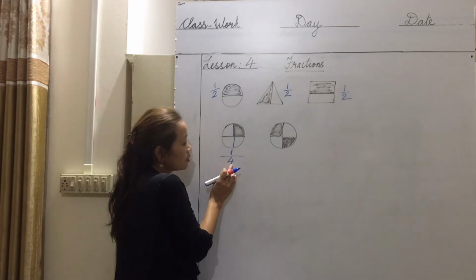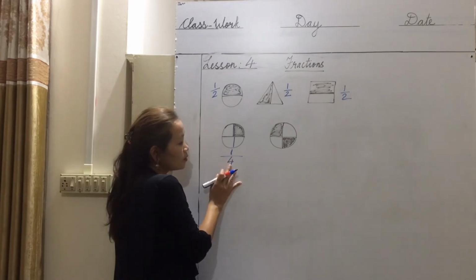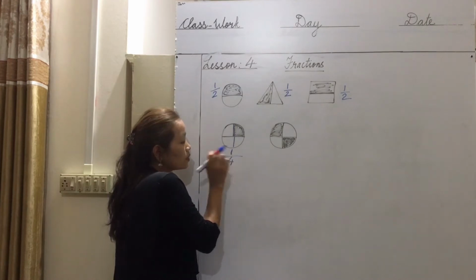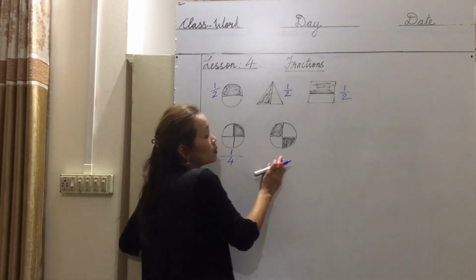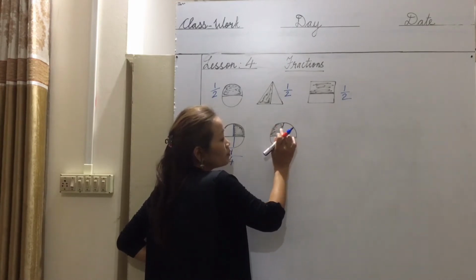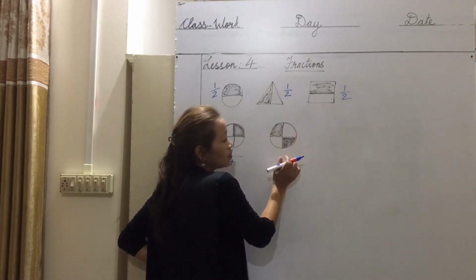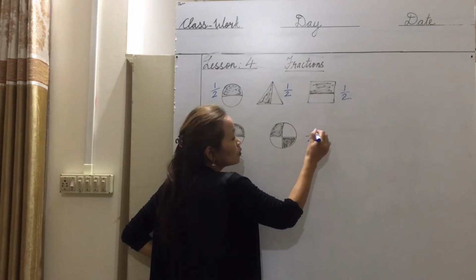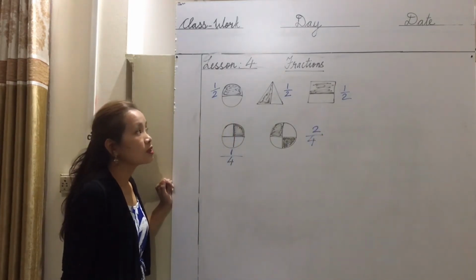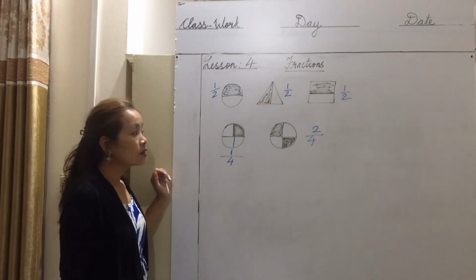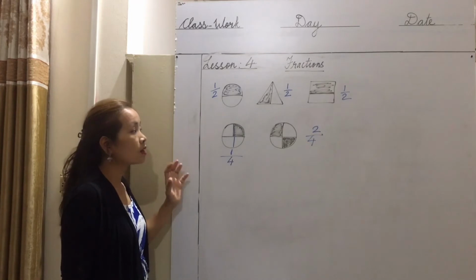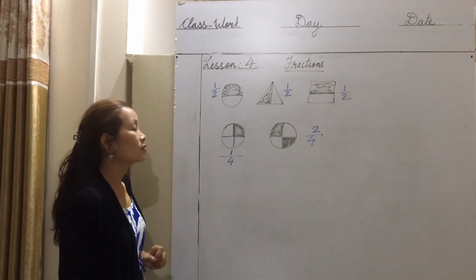Here, the whole is divided into 4 parts, and two parts are shaded. So we can write 2 out of 4 parts are shaded here, right? This is the representation of fractions. A fraction represents a part of something, a part of the whole thing, right?